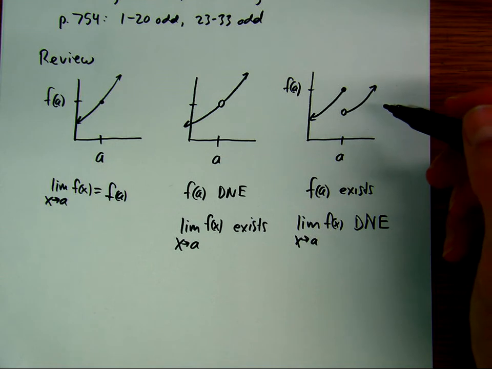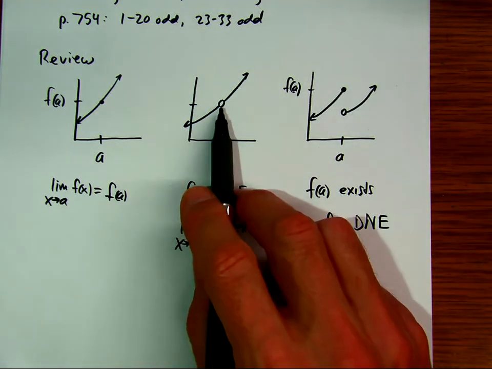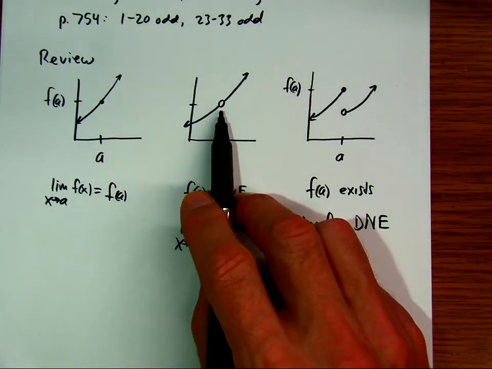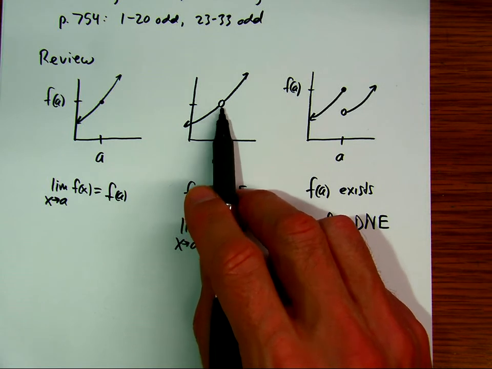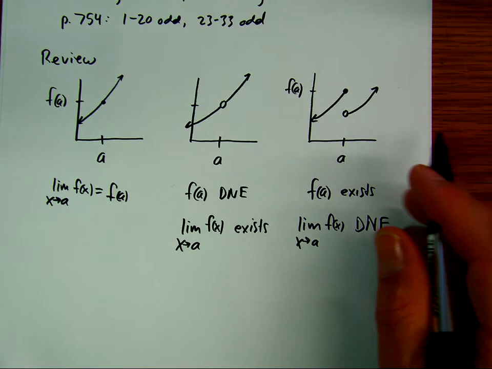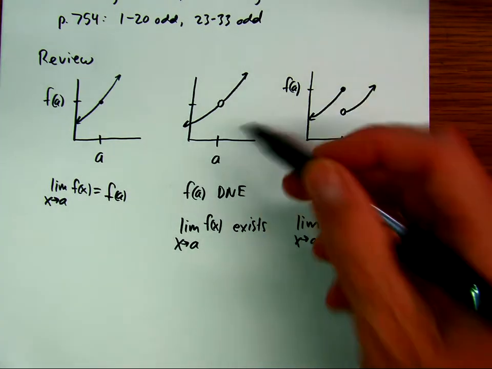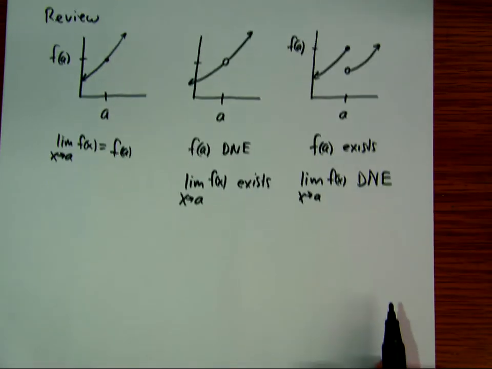So all we need to have is this, when you're able to remove the discontinuity by canceling, it does what we're going to do today. We're going to cancel some factors, and then we'll be able to remove the discontinuity. So we'll be focusing on this type of function today.